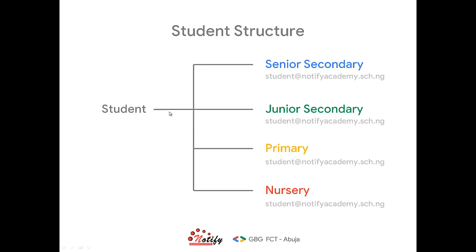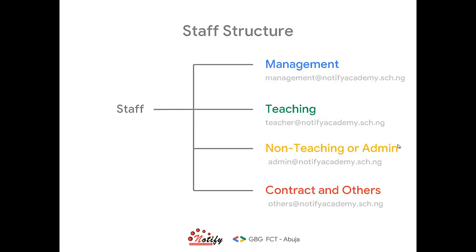So for students, let's say a normal school has a senior secondary section, a junior secondary section, a primary section, and also a nursery section, right? Any student or child in the secondary school category will be under this area. The junior secondary will be here, then the primary here, then the nursery here, something like this. It's simple, and we can work with it.